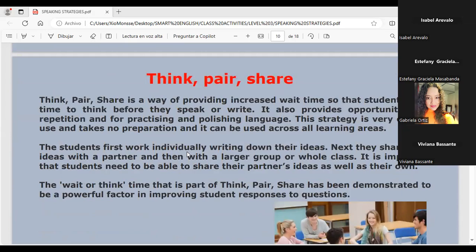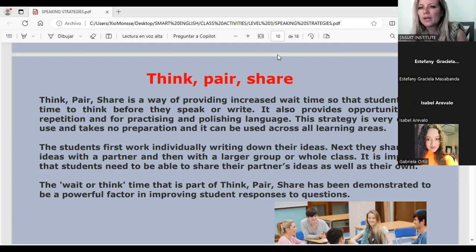Think, pair, share. Could you please, Viviana, do you have a microphone? No? She has a problem with the microphone. Yeah, I remember. Maria, could you please read think, pair, and share? For sure.